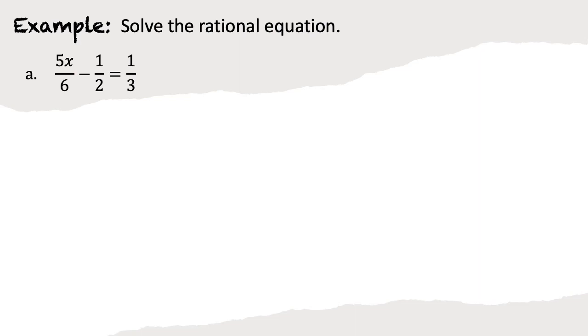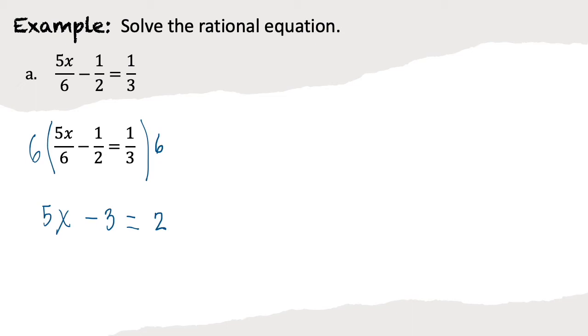Say for example we have this problem: 5x over 6 minus 1 half equals 1 third. First things first, we will multiply by the LCD. This time around, our LCD is 6. So 6 divided by 6 gives us 1 times 5x, which is 5x, and then 6 divided by 2 is 3 times negative 1, that becomes negative 3, and then 6 divided by 3 is 2 times 1, that equals 2. So we have 5x minus 3 equals 2.